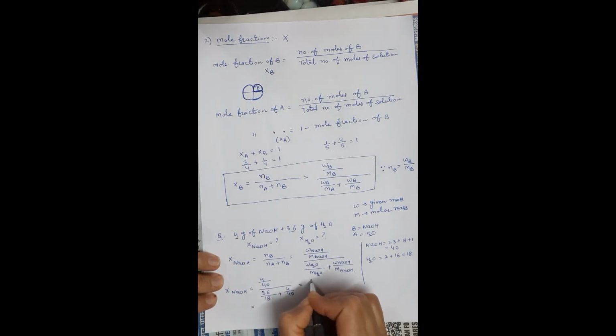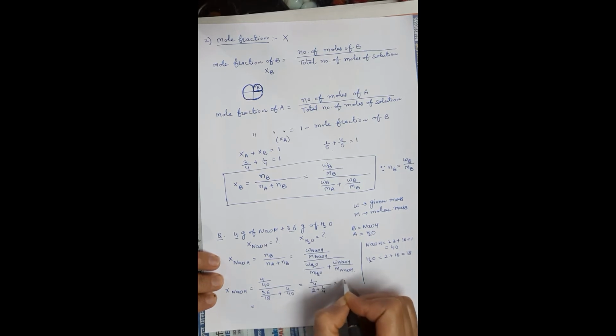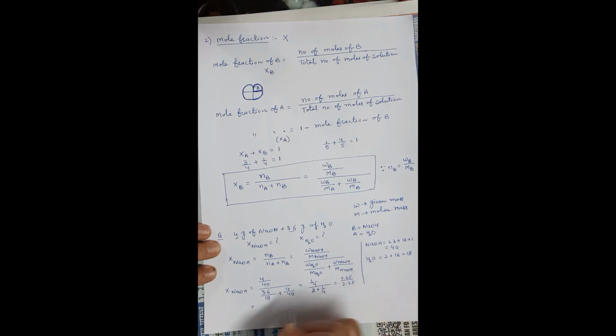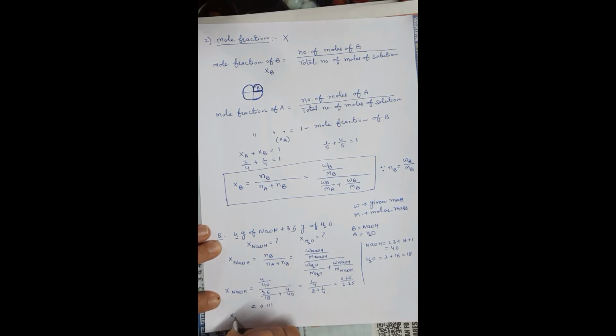It comes out to be 1 by 4 divided by 2 plus 1 by 4, which is 0.25 divided by 2.25, and it comes out to be 0.111. And how will you find out the mole fraction of water? Water is 1 minus 0.111, and it comes out to be 0.88, something like this.